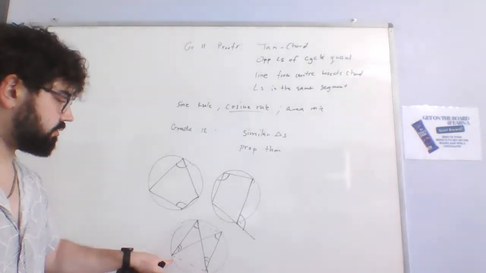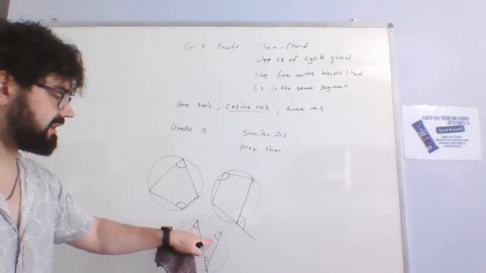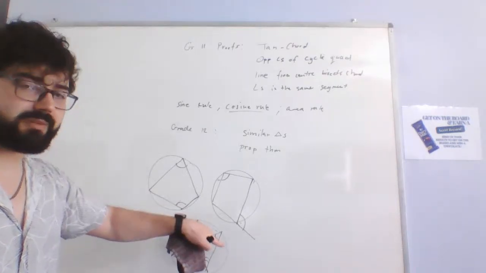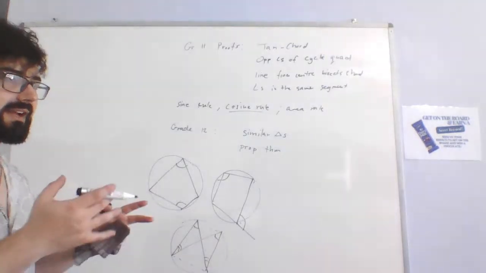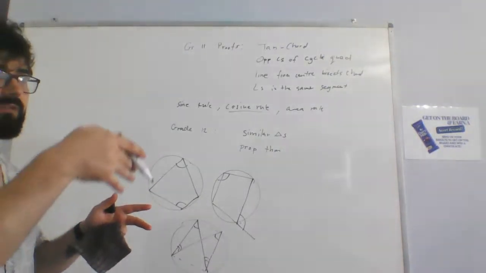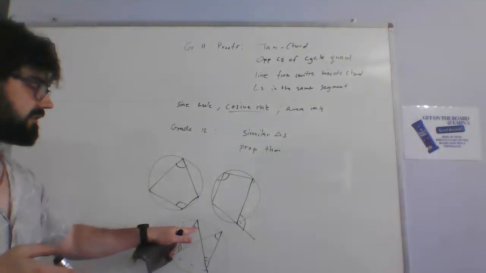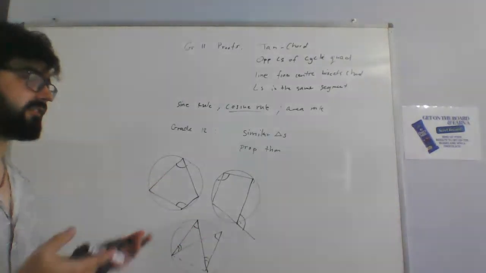If AB is a chord and it's subtending two equal angles, then those two angles would have to be on a circumference, right? Because we know that a chord will subtend equal angles on the circumference. So if it's got equal angles, then they must be on a circumference, and therefore it's a cyclic quad.